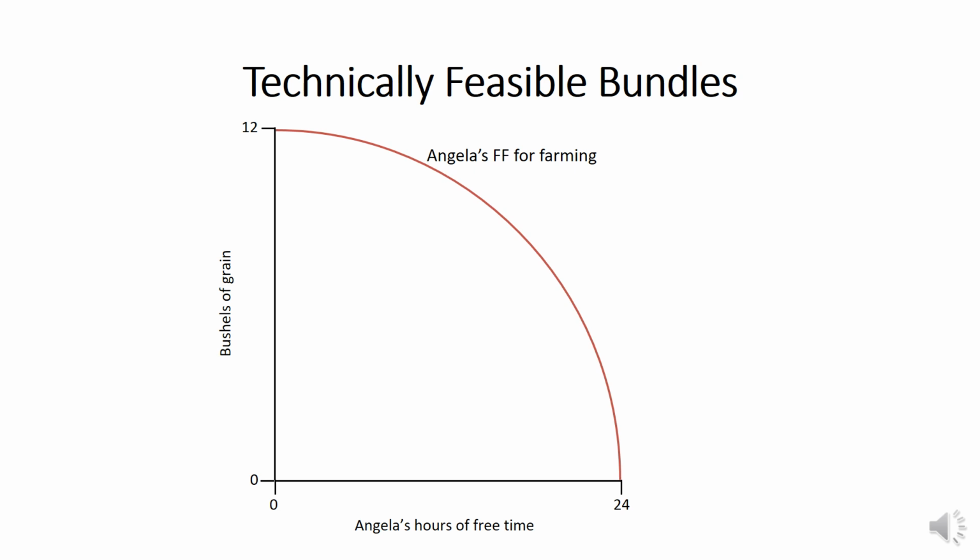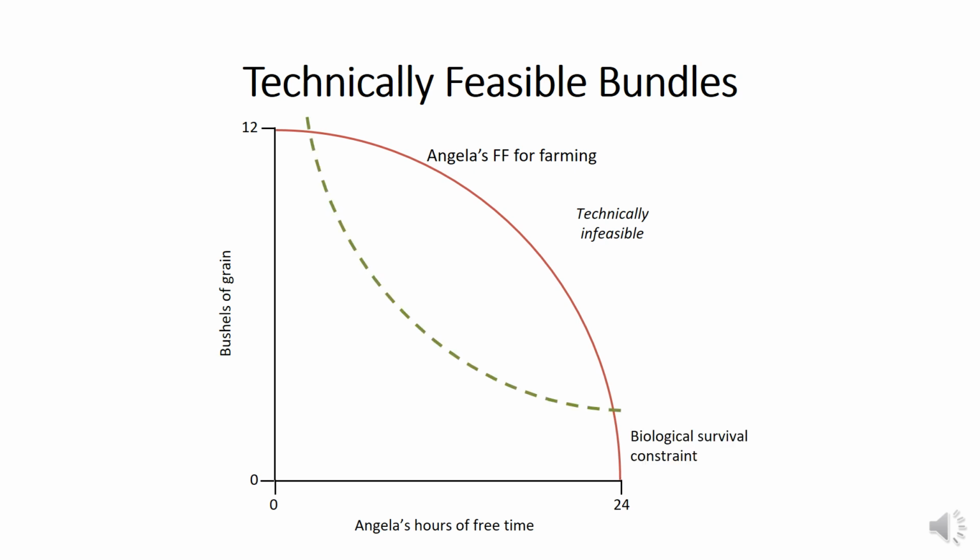So this feasible frontier is familiar from Chapter 3, and it tells us how much grain Angela can produce depending on how many hours she devotes to free time, where the hours she's not devoting to free time she's spending farming. So allocations that are outside the feasible frontier are technically infeasible. Those that are inside the frontier are technically feasible.